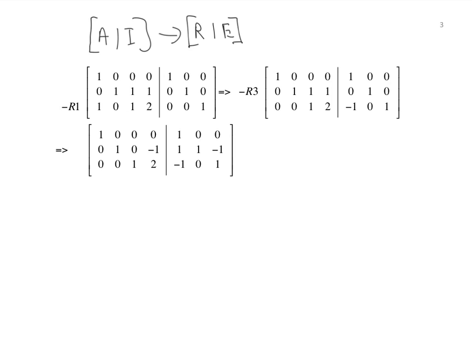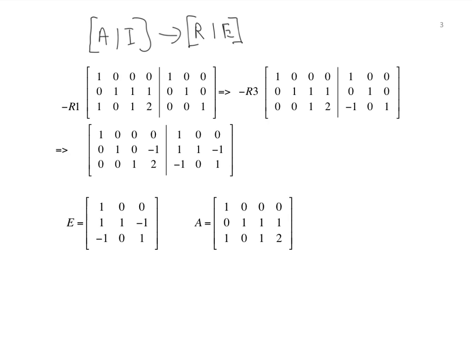This matrix here is R. This matrix right here is E. And if I did this right, those should be sitting right down here. Okay, so there is E. A was our original matrix, and R was right here. Okay, so we have R, A, our original matrix, and E came from there.